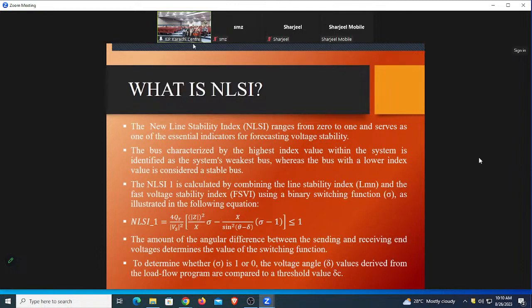The amount of the angular difference between the sending and receiving end voltages determines the value of the switching function. To determine whether the switching function is 1 or 0, the voltage angle values right from the load flow program are compared to the threshold value.